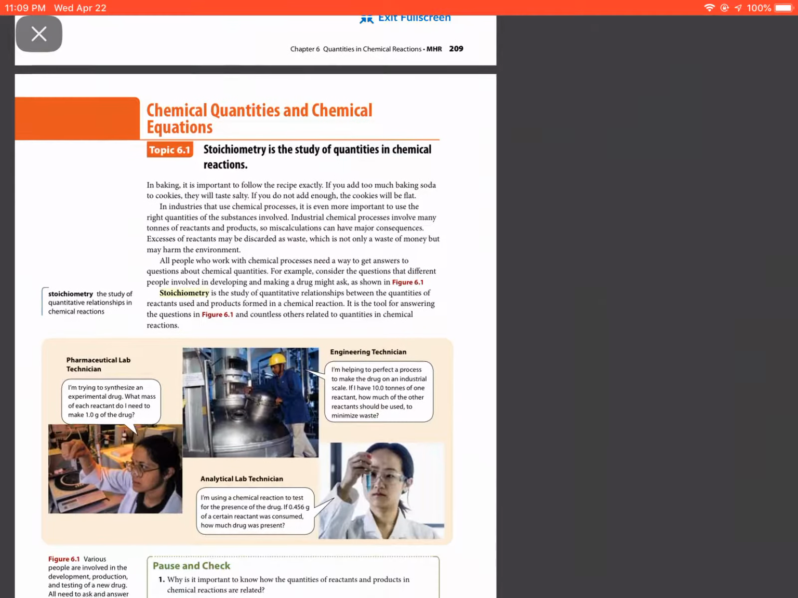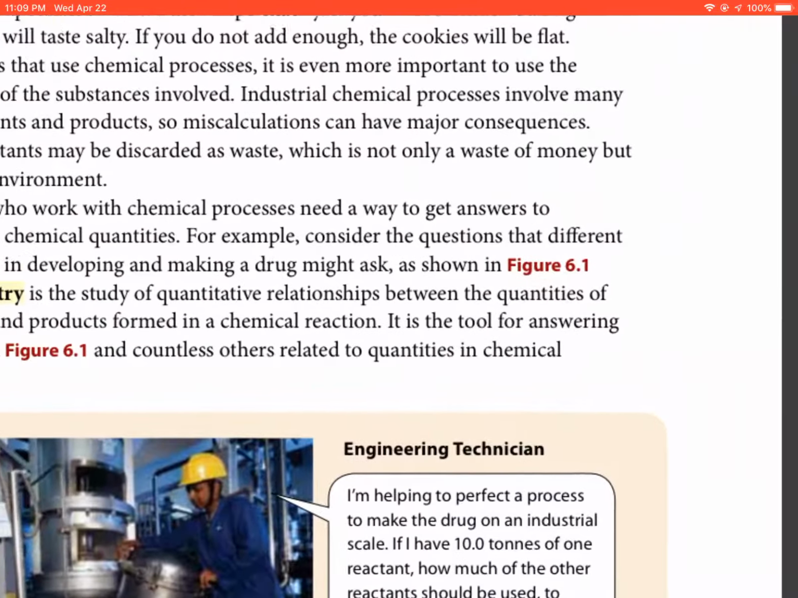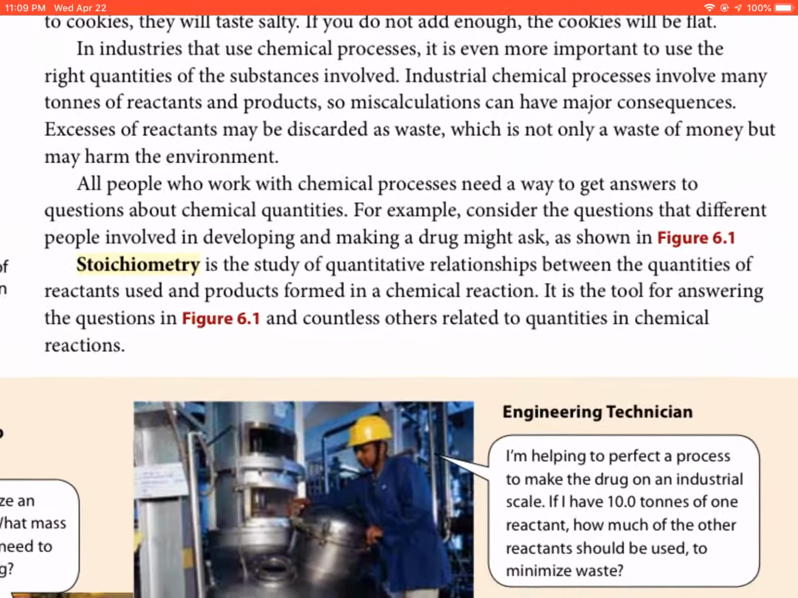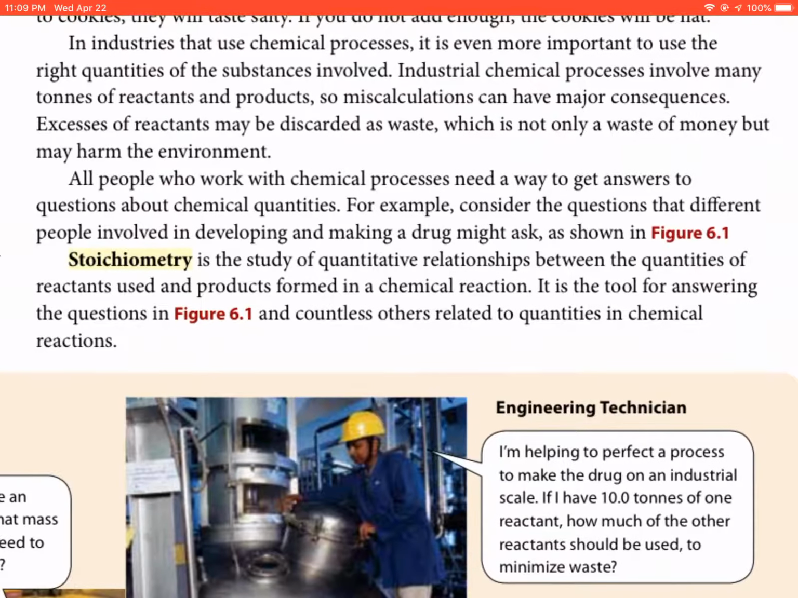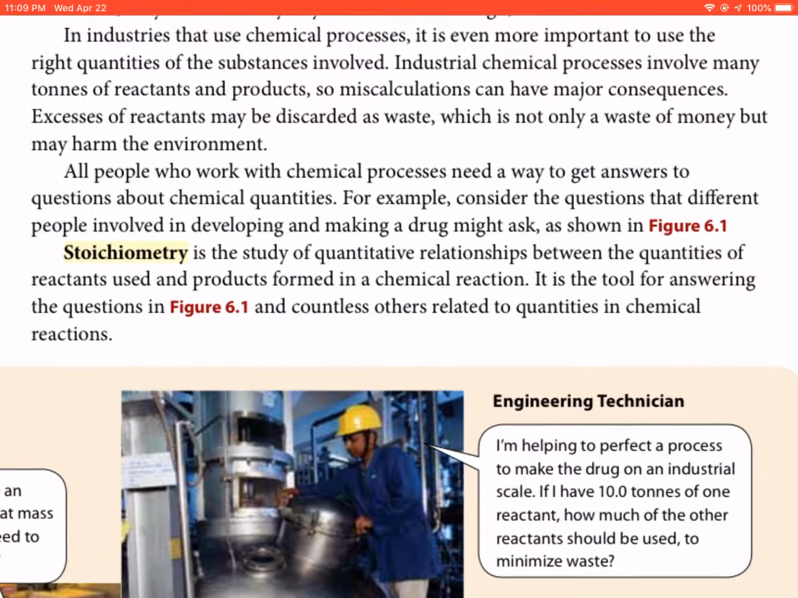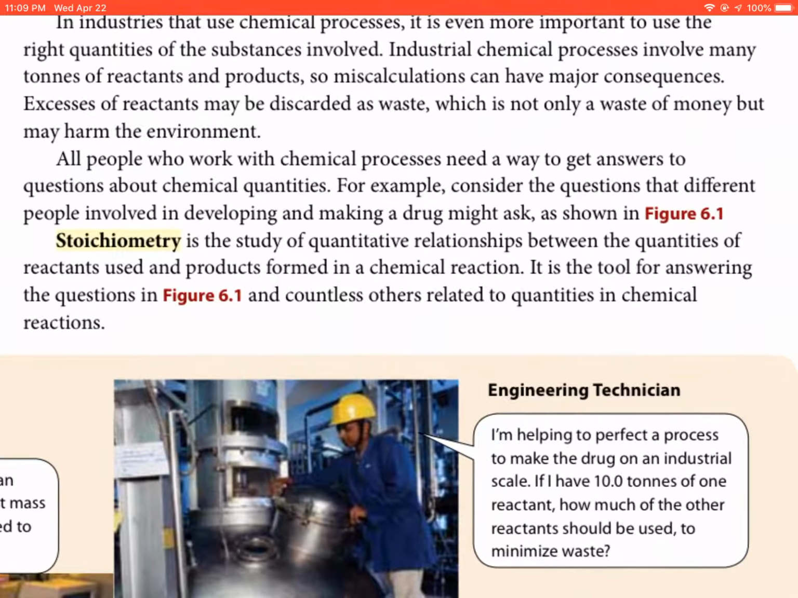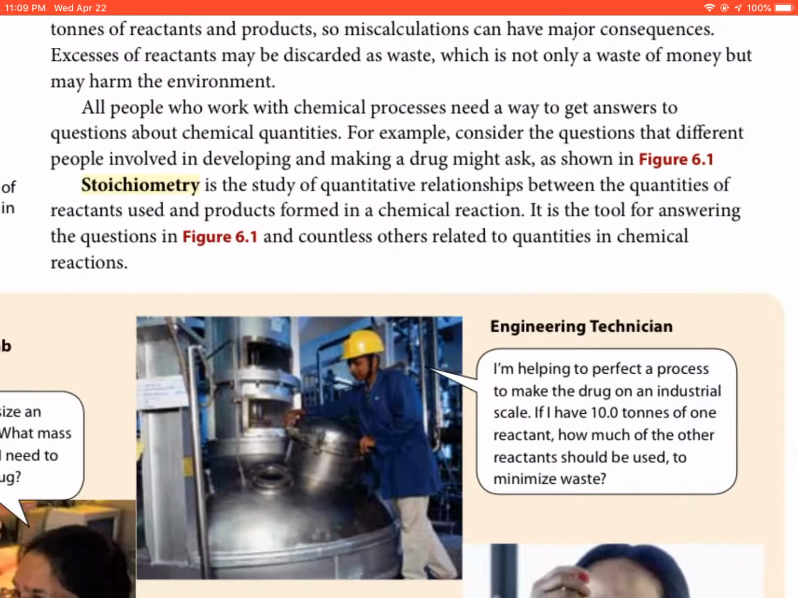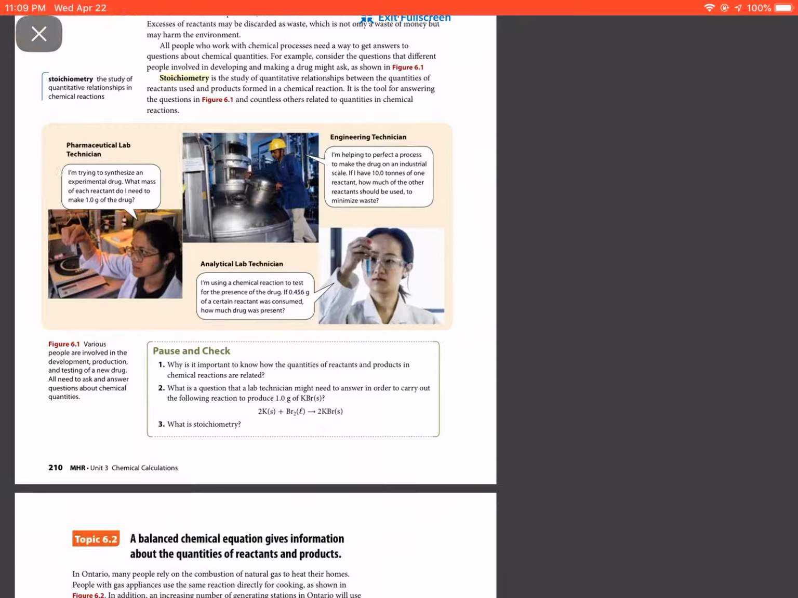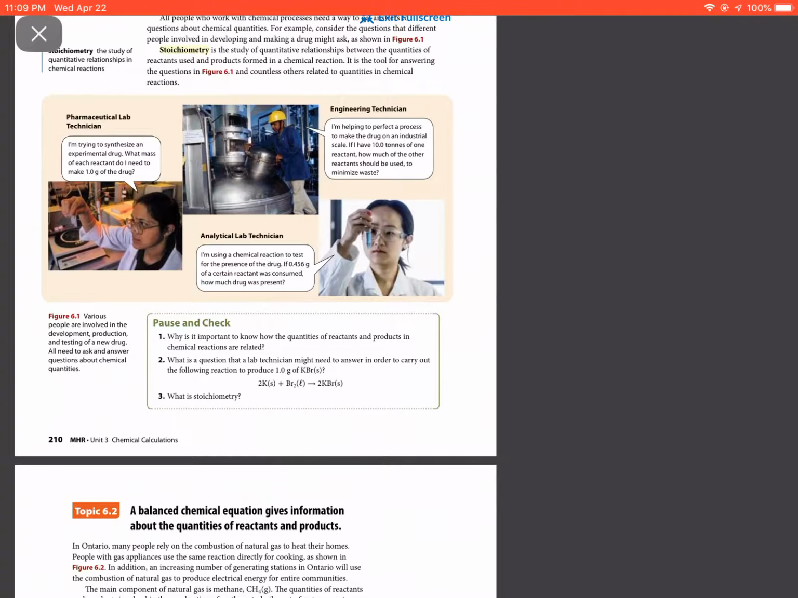With a concept called stoichiometry. So stoichiometry is what we're going to be doing for all of chapter 6. Stoichiometry, I'm going to expand this here, I can't make it stay expanded. It says it's the study of quantitative relationships between the quantities of reactants and the quantities of products that are formed. It is the tool that answers the questions that we see in the figure and countless others related to reactions. Now, I just want to move down to the pause and check questions here.